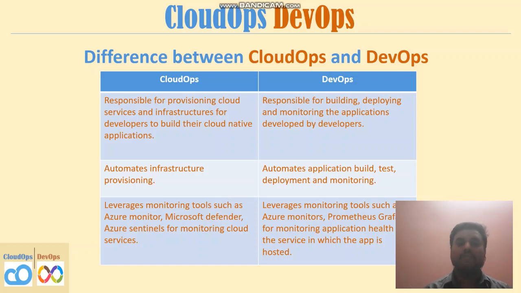The development team will just use those services and products to develop their solution. That is the responsibility of the CloudOps team. Now comes the DevOps team. So what is the difference between CloudOps and DevOps? CloudOps is responsible for provisioning the cloud services and infrastructure for developers to build their cloud-native applications, whereas the DevOps team is responsible for building, deploying, and monitoring applications developed by developers.